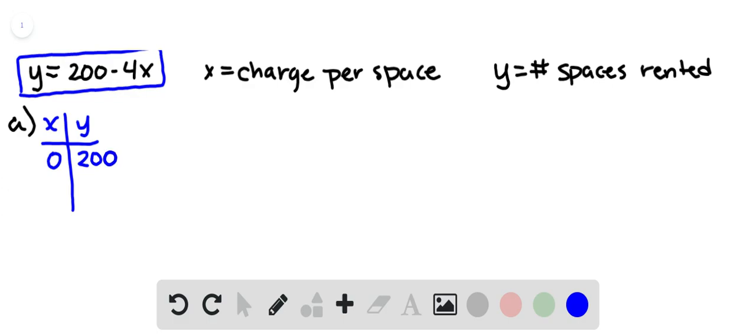200 spaces for free. And if y is 0, then x would end up being 50, so that means that if they charge $50 per space, they won't rent any of them. And these are the intercepts, so let's go ahead and plot these points and we'll get a feel for what the line looks like.